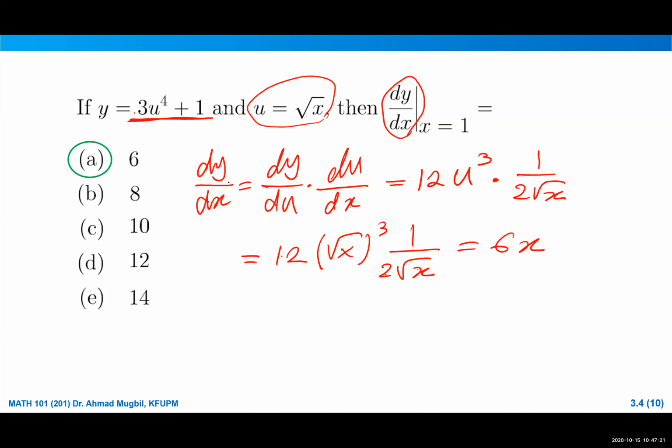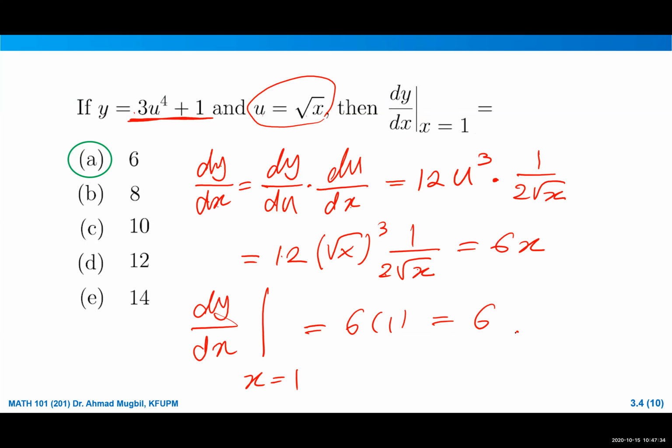Now this is the derivative of y at any x. The question is, what is the derivative evaluated at x equals 1? This means you substitute x equals 1, so it will be 6. The answer is 6.